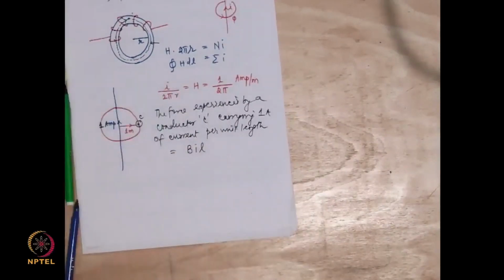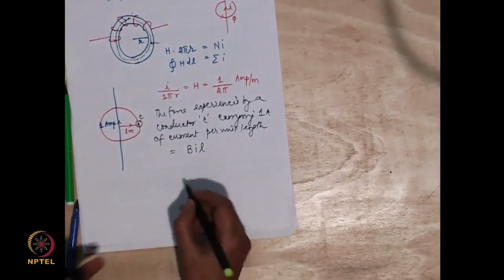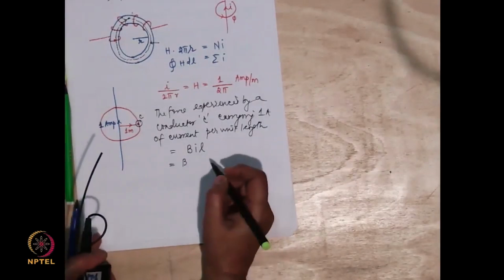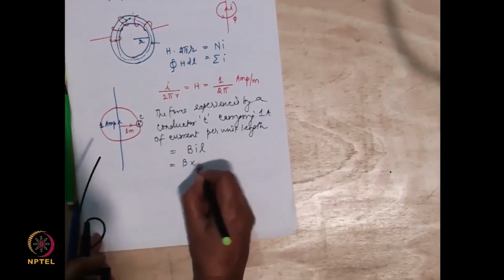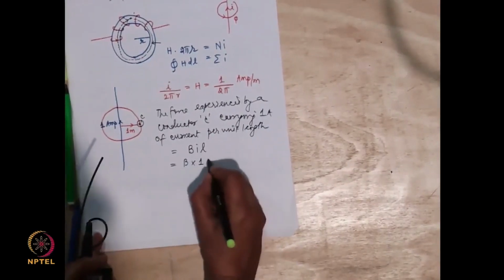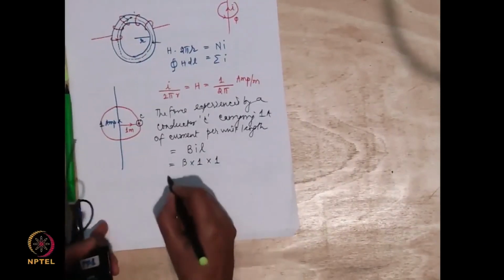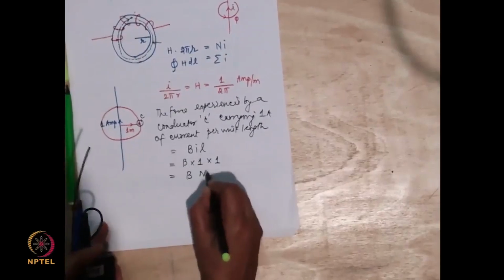BIL basically. That's what you write normally, right? Here I am talking about unit length. I don't know B. I have to calculate. I is 1 ampere. L is 1 meter, because per unit length I am calculating. So this will be essentially B newtons.